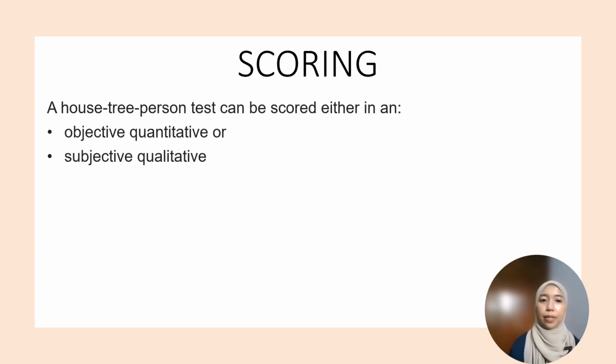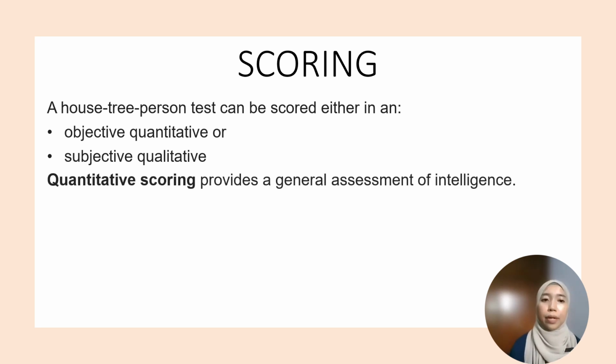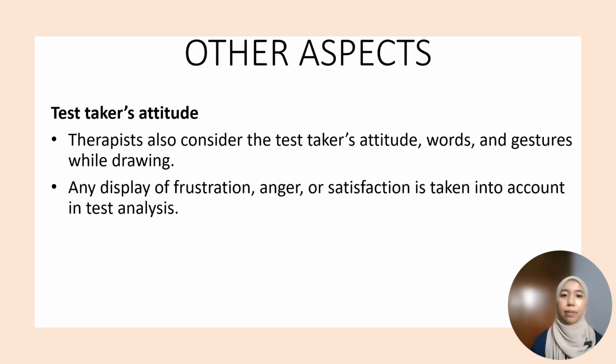The scoring is according to the objective and also the subjective part. So the objective provides a general assessment of intelligence, but we have to consider the subjective part. For example, the attitude during drawing, and any display of frustration, anger, or satisfaction.